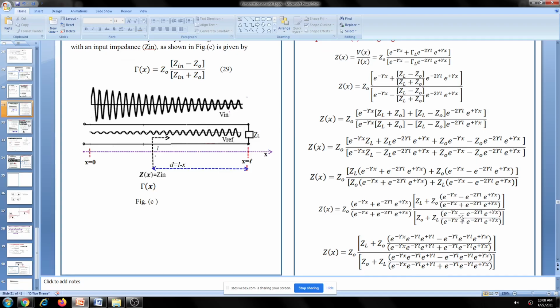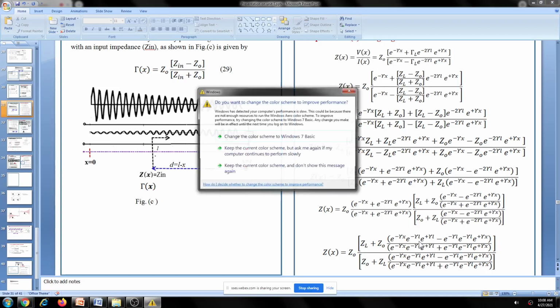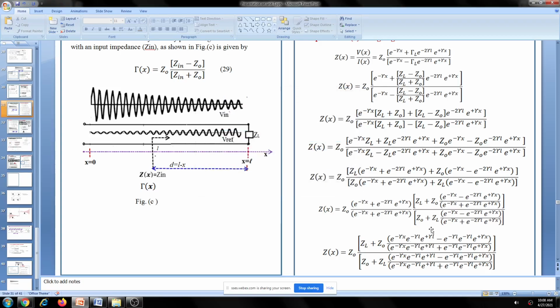Now writing this in the proper way, e to the power minus gamma x. To this first term you multiply by this term. You see here, e to the power minus gamma l, e to the power plus gamma l, so it is nothing but a 1 here.